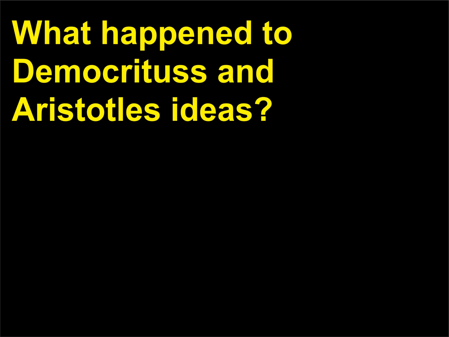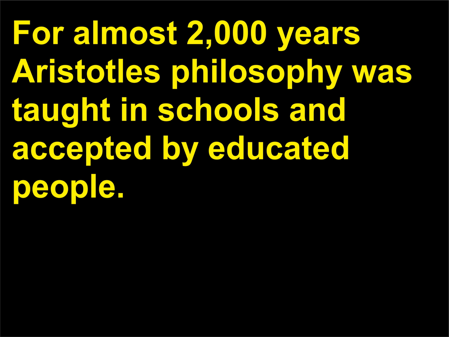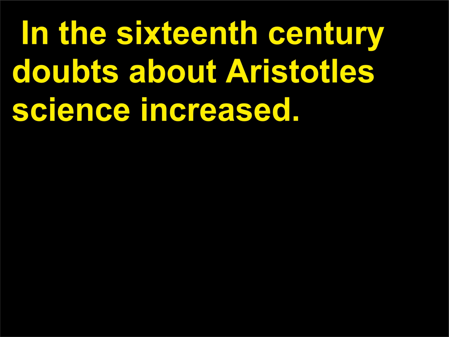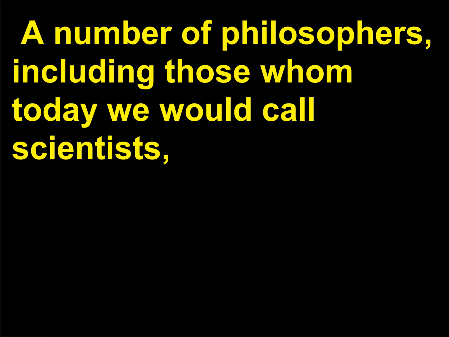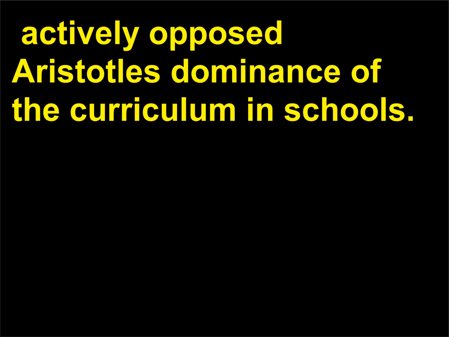What happened to Democritus and Aristotle's ideas? For almost 2,000 years Aristotle's philosophy was taught in schools and accepted by educated people. In the 16th century, doubts about Aristotle's science increased. A number of philosophers, including those whom today we would call scientists, actively opposed Aristotle's dominance of the curriculum in schools.